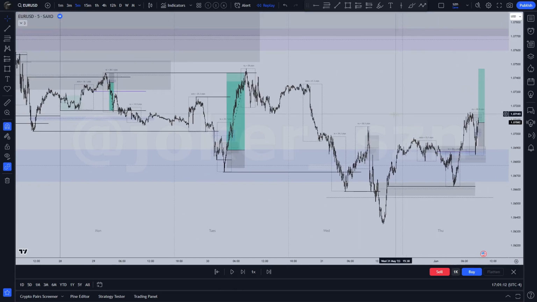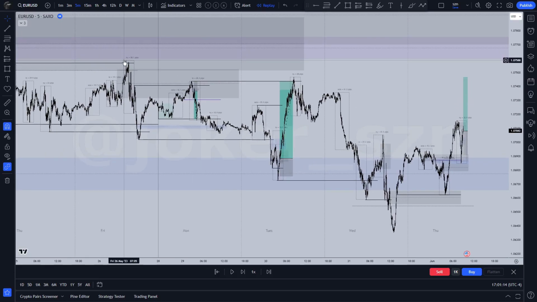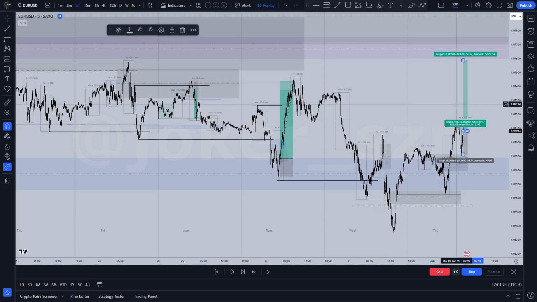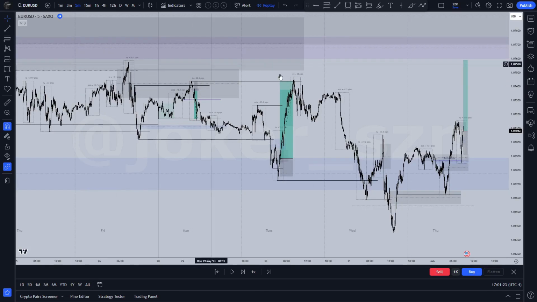You could also potentially aim for Friday's New York highs, which align with this volume imbalance from the weekly chart, right? So we have a few potential TP areas here. I will probably wait for at least this high and then take the majority of my longs off at this New York high here, right? So putting my TP here.